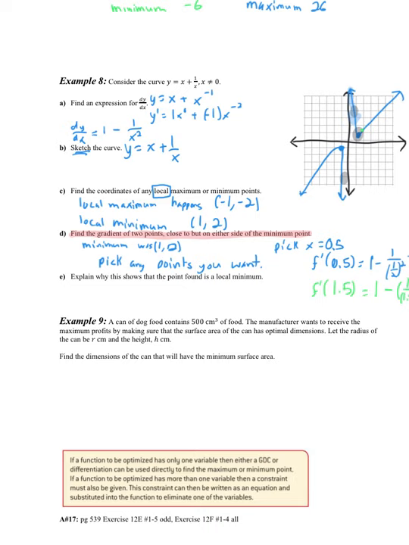We would say the slope changes. We can say the derivative has opposite signs, meaning the slope changes. All right, that's the idea for example 8 there.